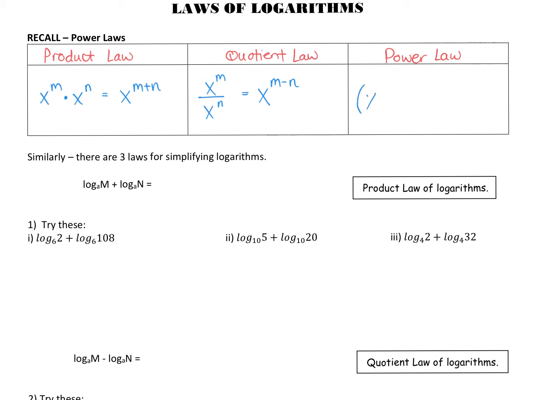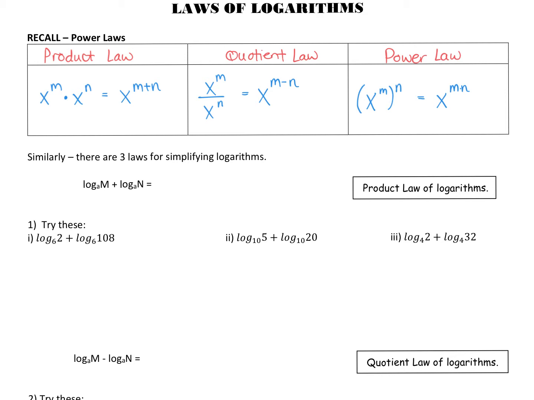And that would be if we had a power to another power, right? And hopefully you remember that this one was you multiply the powers together. So I'm just putting them right beside each other so you can see that they're multiplied. You could put a dot in there. So similarly, there are three laws that we use for simplifying logarithms.